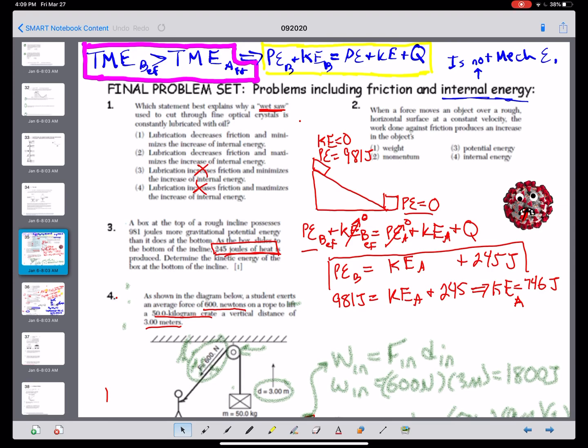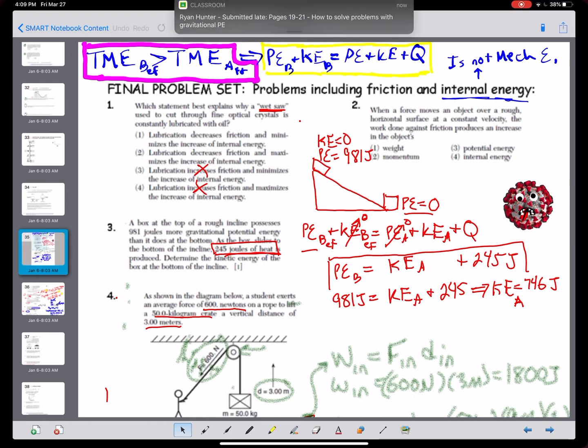Okay, so here we are. So we know lubrication decreases friction. Now, by decreasing friction, does that minimize internal energy or maximize? Well, decreasing friction means, remember, friction heats things up. So if you decrease friction, that's going to minimize internal energy.